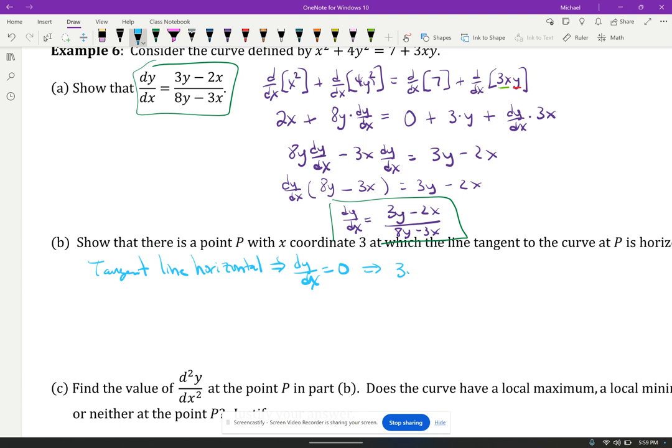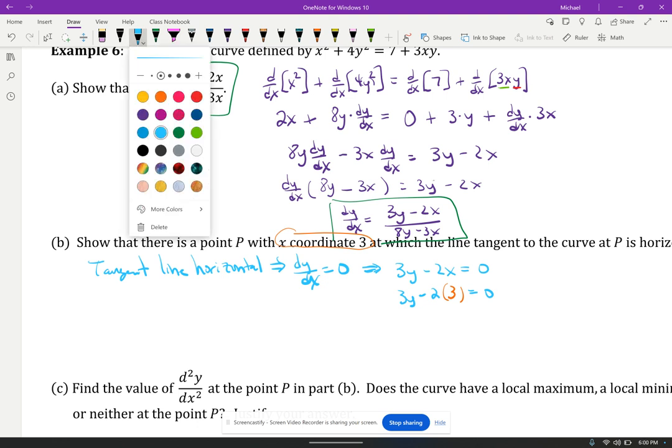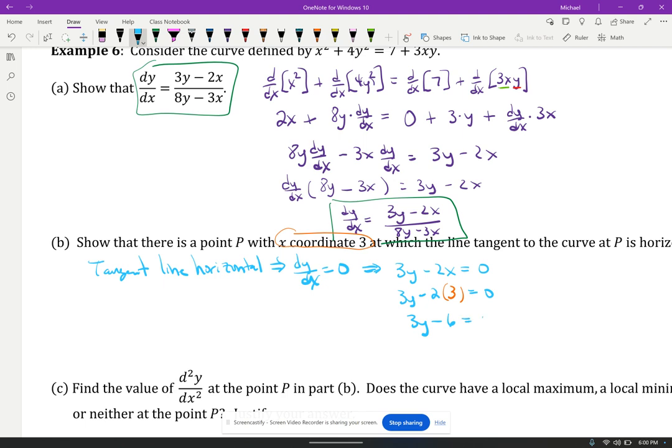So therefore, 3y minus 2x, I need to set to 0. But they said show that there is a point with an x coordinate of 3. So if I substitute a 3 into my formula, am I going to get what I want? Well, that would mean 3y minus 6 equals 0, 3y is equal to 6, and y is equal to 2.